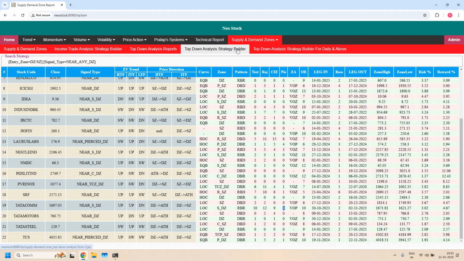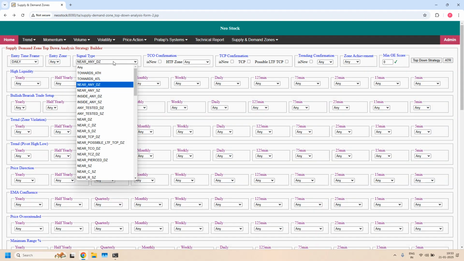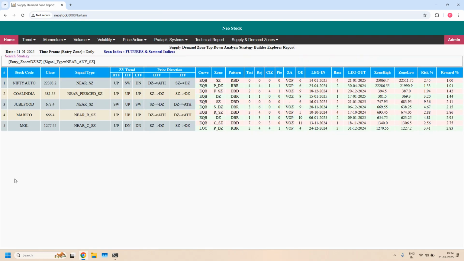Next, for daily time frame, let us find the stocks near daily supply zone. 5 stocks are filtered. So Marico is having a high liquidity supply zone and MGL is having a high liquidity supply zone. We have 2 stocks.